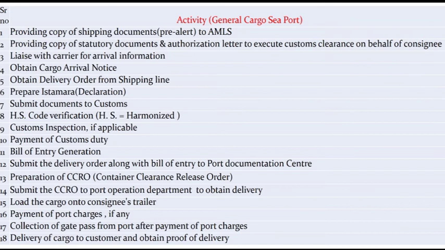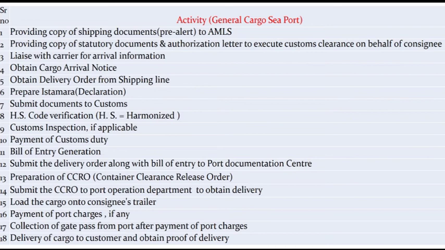Customs, they will check the HS code verification, harmonized codes. Every item on earth has a code at customs and it's an international one. So the customs will tell exactly which items you have and they will find out the custom duties that you will need to pay for all of this from the commercial invoice. Then customs inspection, if applicable. If there is no inspection, you pay the customs duty, then you get the bill of entry generation.